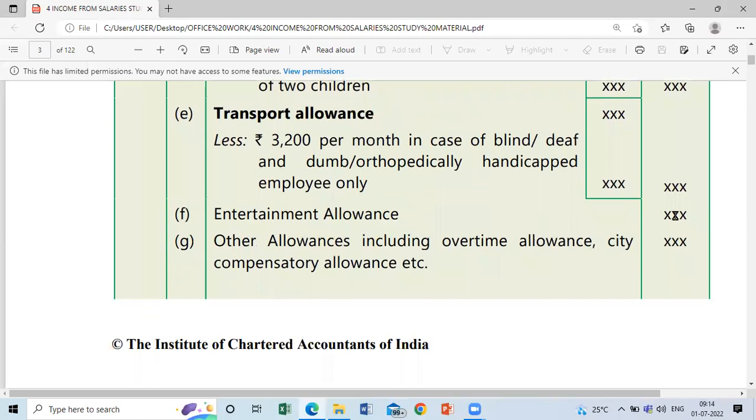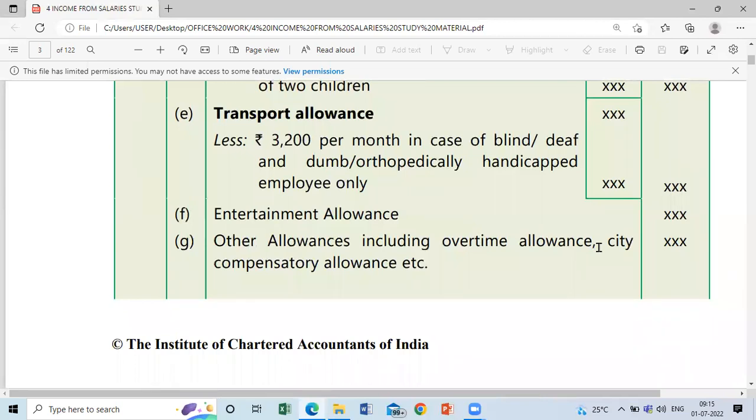Entertainment allowance, fully taxable. Any other allowance, overtime allowance, tiffin allowance, warden allowance, lunch allowance, dinner allowance, breakfast allowance, food allowance, conveyance allowance, whatever allowances are there, all are taxable. And there are 6 allowances जहाँ पे amount spent was subtracted from the allowance received.